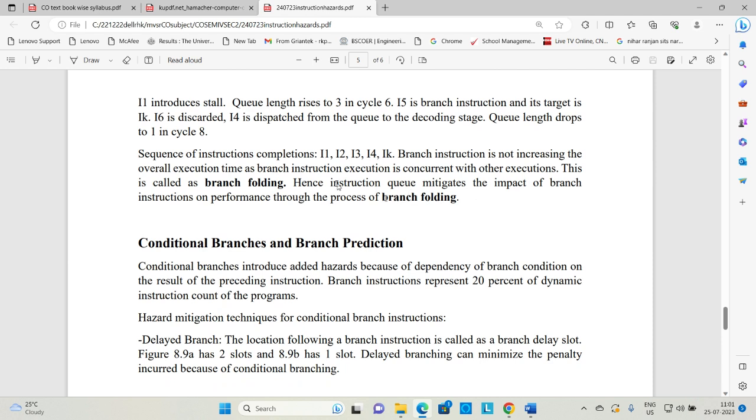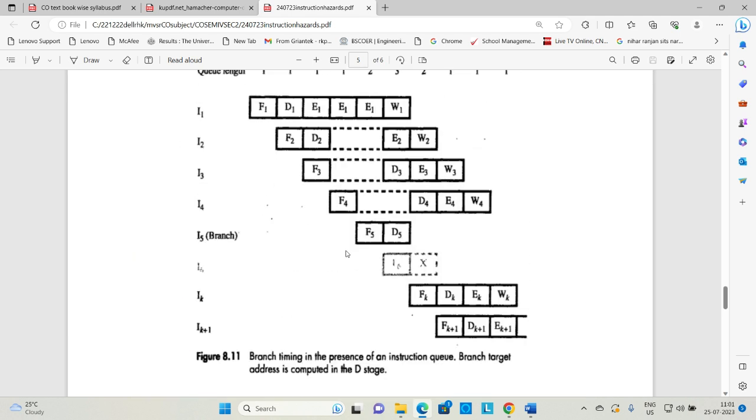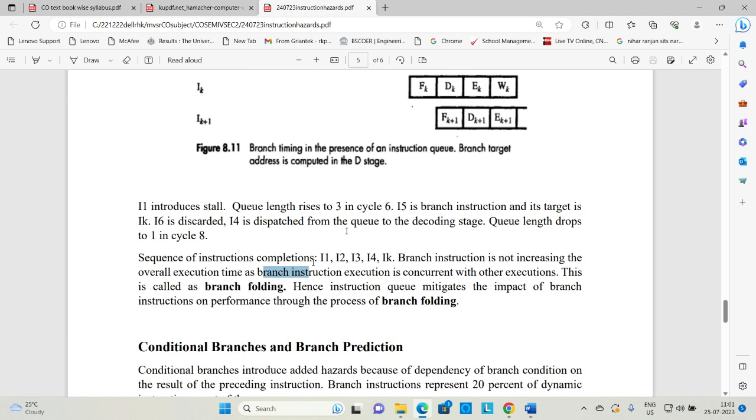And we had also introduced a term called branch folding. So, what was the branch folding? Branch folding was concurrent execution of branch instruction along with other instructions, wherein we had mentioned this diagram and we said that I1, I2, I3, I4, IK, all these will be executed in the sequence.